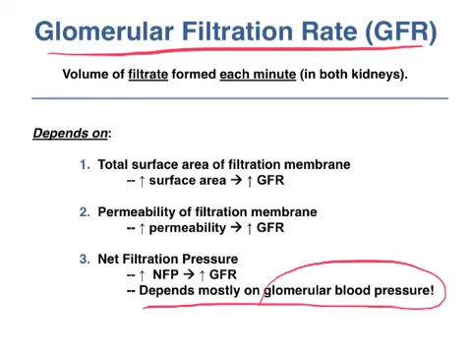Glomerular filtration rate can also be affected by the permeability of the filtration membrane. So if the filtration membrane is damaged, say, and becomes more permeable, then the glomerular filtration rate will go up. It can also be affected by the total surface area of the filtration membrane. If you increase the surface area, you increase the glomerular filtration rate. But the primary way that glomerular filtration rate is regulated is through adjustments to the glomerular blood pressure. And it's important that the glomerular filtration rate be tightly regulated.